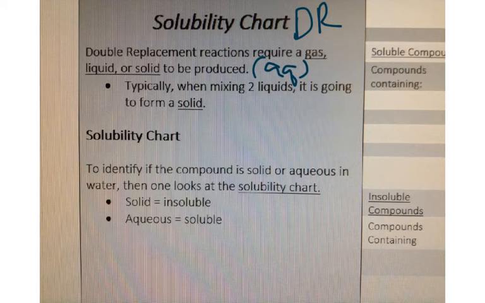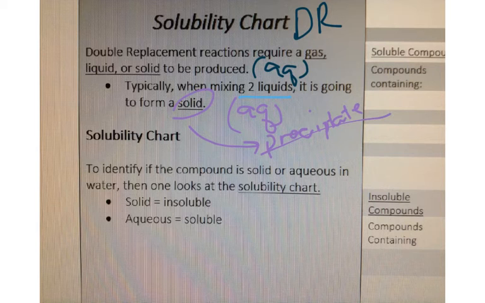In this class, typically you will be mixing two liquids, and in these cases, these liquids are going to be aqueous, and they are going to form a solid. That solid is going to be, remember, a precipitate. So that's where that word came in from the signs of a chemical reaction. You need to form a precipitate for double replacement reactions to occur if you're combining two liquids. And what you're going to need to do is check the solubility chart.